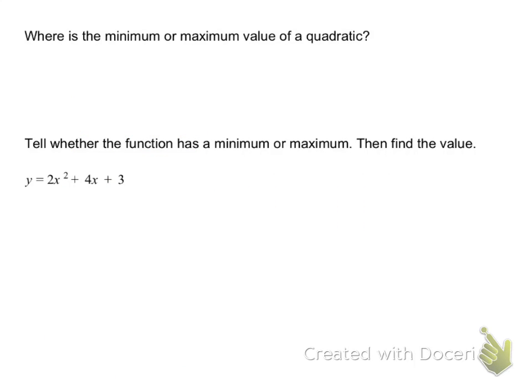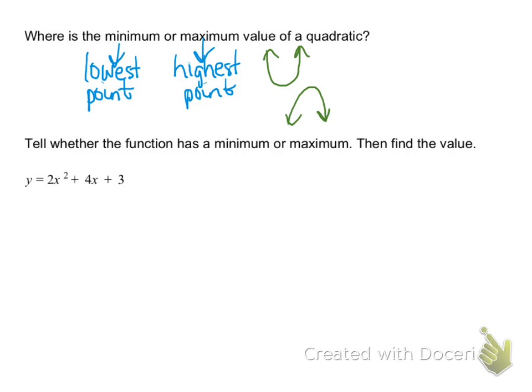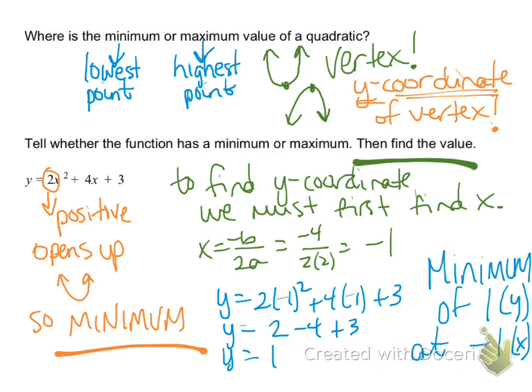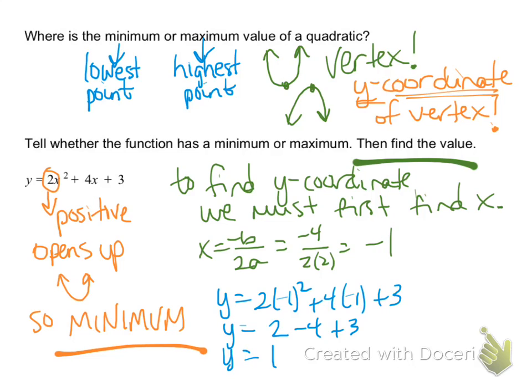Okay, so now, where is the minimum or maximum value of a quadratic? Well, it would have a minimum if it has a lowest point, and a maximum would be a highest point. So keep in mind that those occur if the quadratic opens up or opens down. But in either case, it is the vertex. And most specifically, if I want to know how high something is going or how low something is going, I'm going to find the y-coordinate of the vertex. So now to tell whether the function has a minimum or maximum, I kind of jumped through this a little bit too fast.